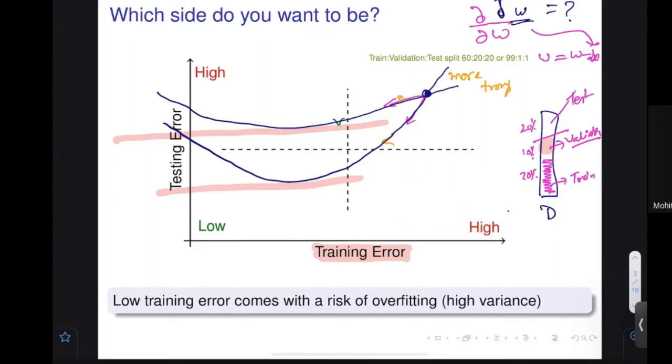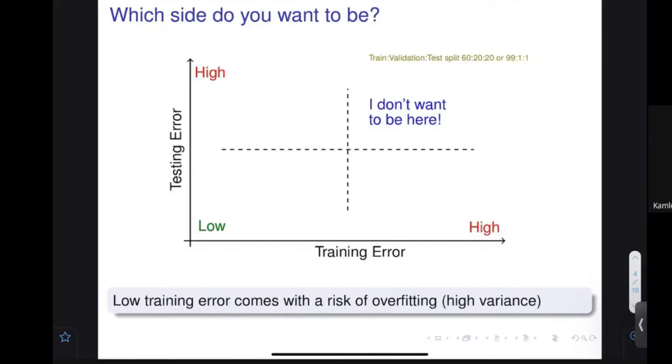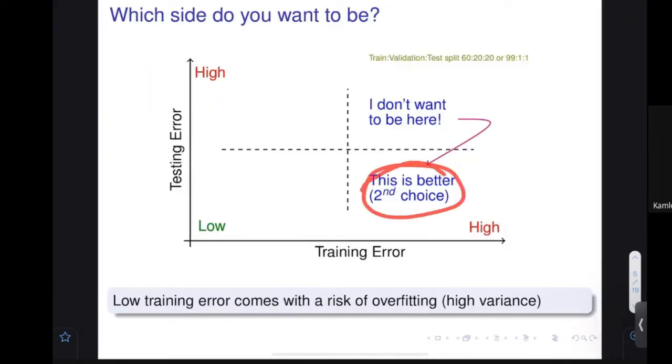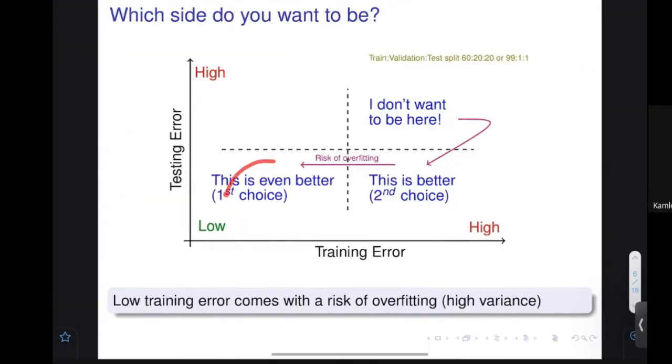Okay, thank you. So this is the scenario. Generally, when you start, as I told you, you would be here, but you don't want to be here. You want to change the parameters in such a way that you can improve. The best thing is that you come somehow here, where even if the training error is high, your testing error is low. But there is no way to tell you how to come over here. So you do something by which you start to crawl in this particular direction, and ultimately you reach this place, which is actually the first choice you want to reach.